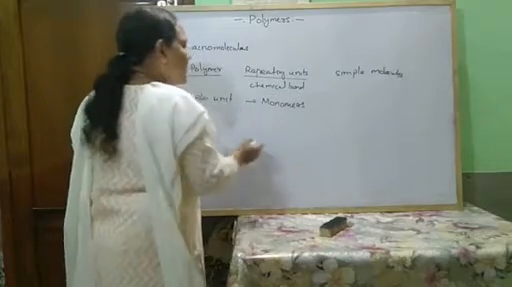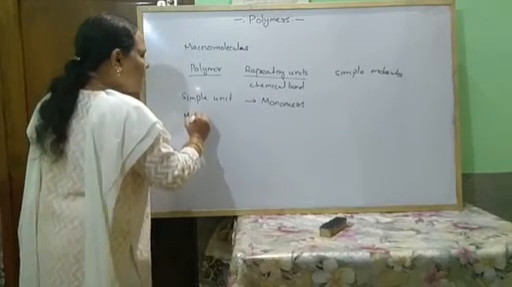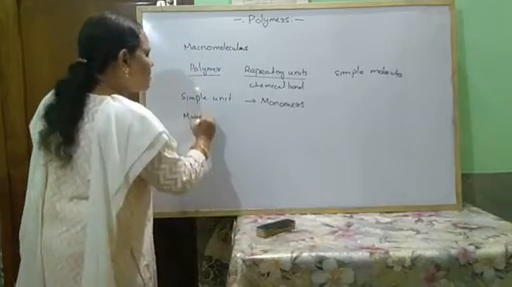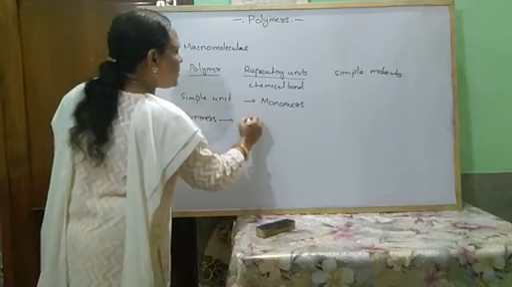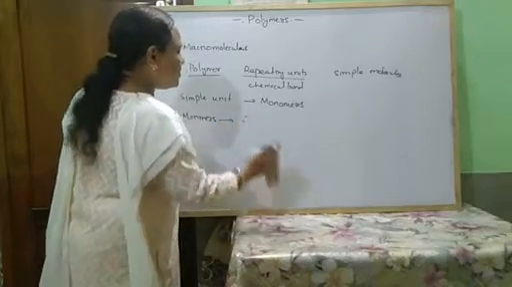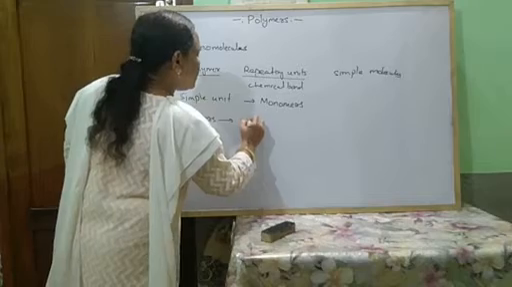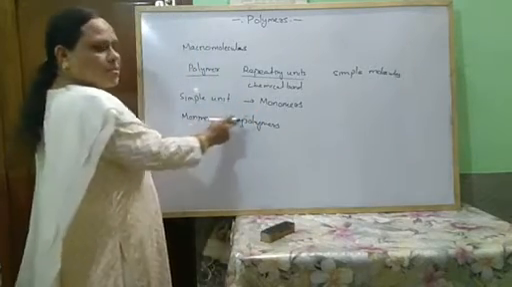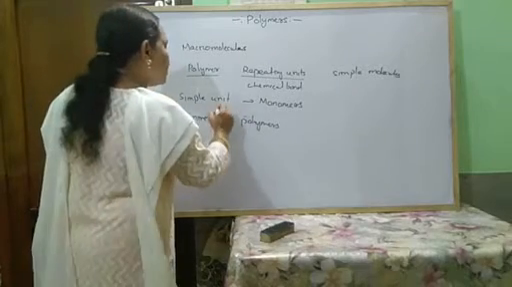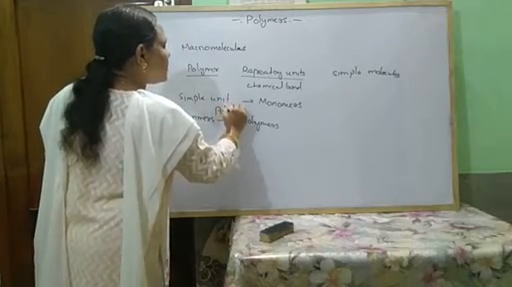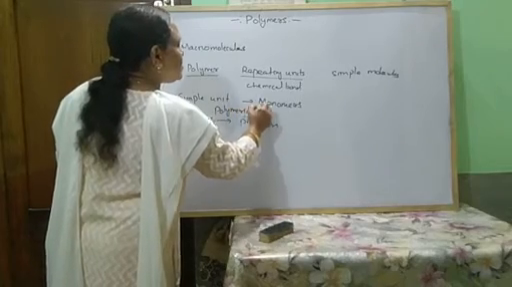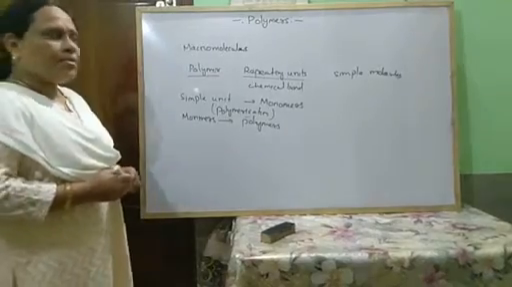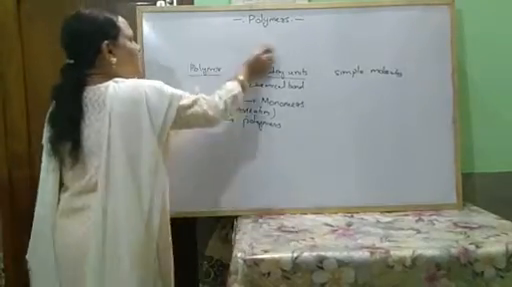And the process by which monomers are converted to polymers is known as polymerization. The process is known as polymerization. Okay. For example, look here.